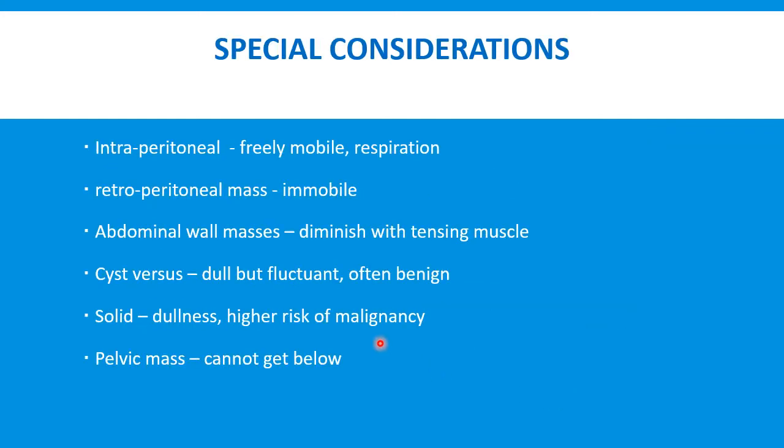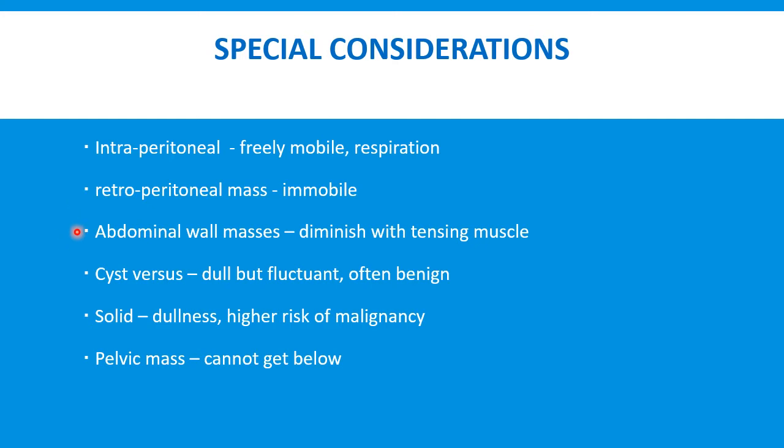Okay, now then there are some special considerations that must be taken into account. Intraperitoneal masses, as I said, are usually freely mobile with palpation as well as respiration. Retroperitoneal masses, on the other hand, are immobile or have limited mobility. And I explained the reason for this as well.